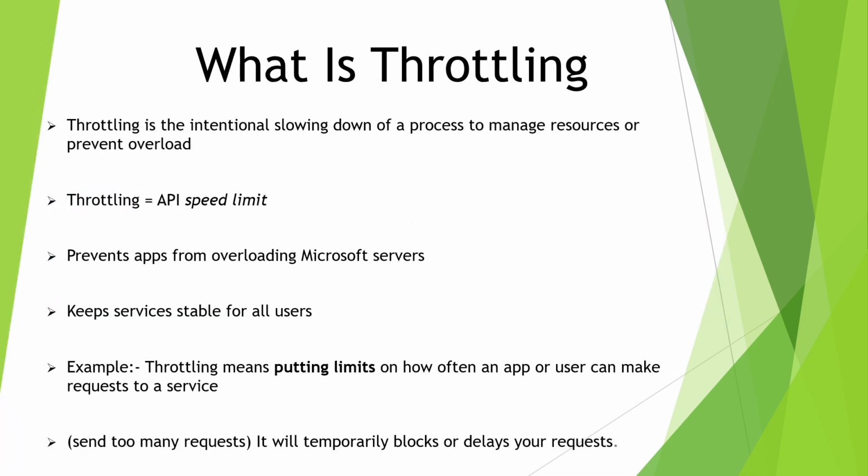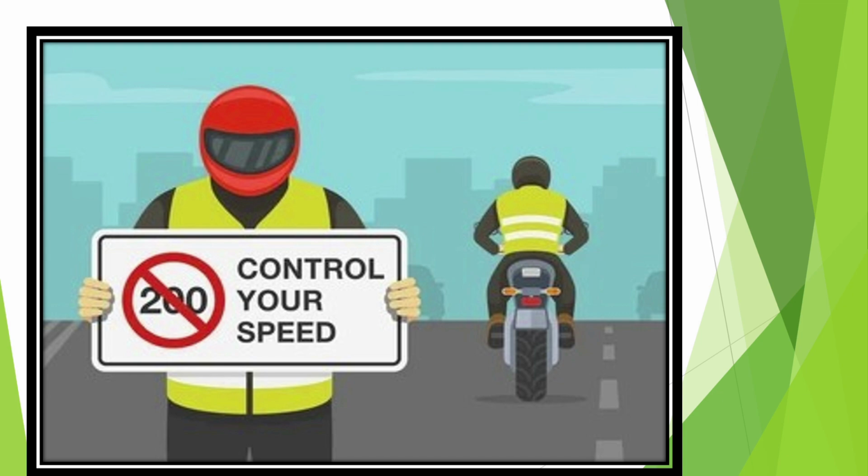What is throttling? Throttling is the intentional slowing down of a process to manage resources or prevent overload. It means temporarily slowing down your requests when you send too many to Microsoft 365 at once. It's like a traffic signal. It pauses you for a few seconds to prevent overload, then lets you continue safely. As you can see, the image shows controlling your speed with an API limit. Okay, let's go to the next.